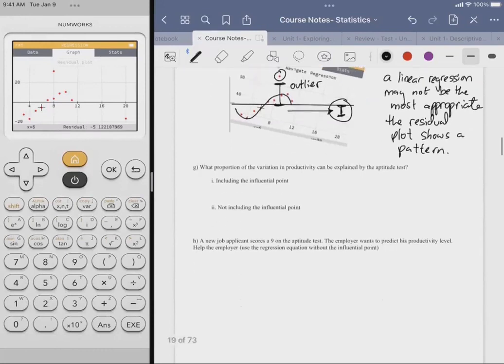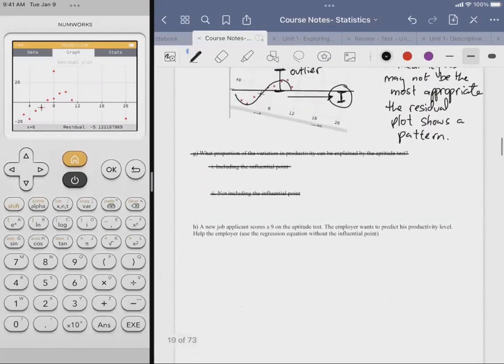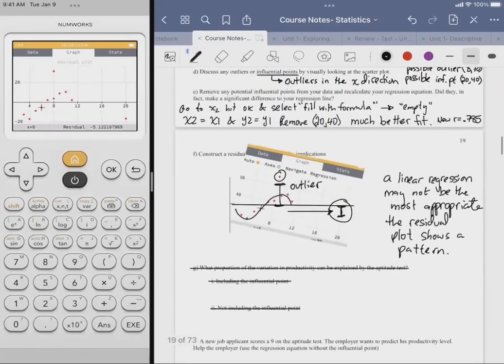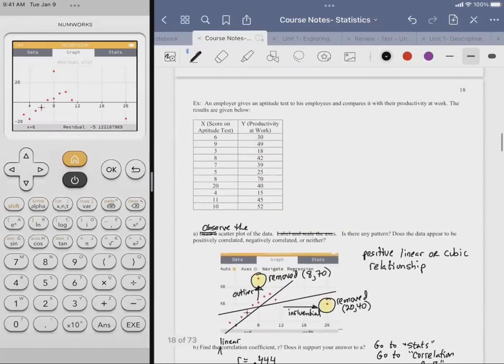For G, we actually already really did this. So, you know what? I'm in a typo frame of mind right now. So let's get rid of those. I kind of jumped the gun on the previous page, but hey, it works. But the last little bit here, a new job applicant scores a 9 on the aptitude test. It's very easy to forget what you're doing when you're answering a question. And if memory serves, I didn't even read the preamble here.